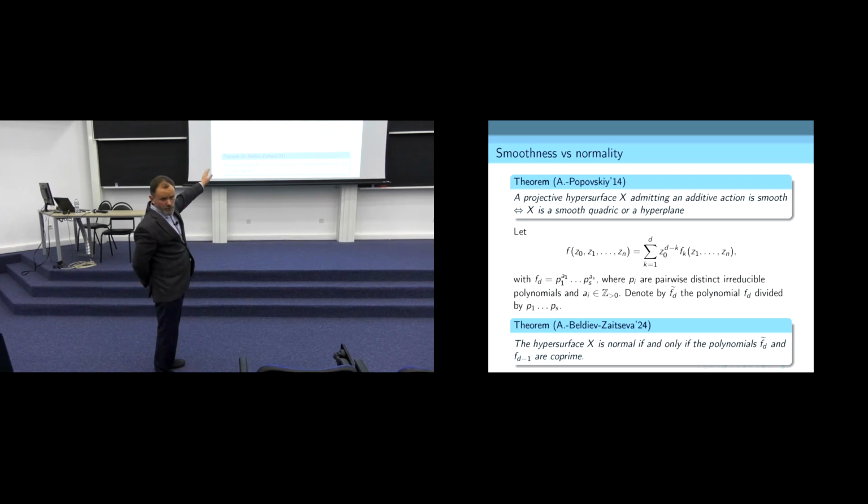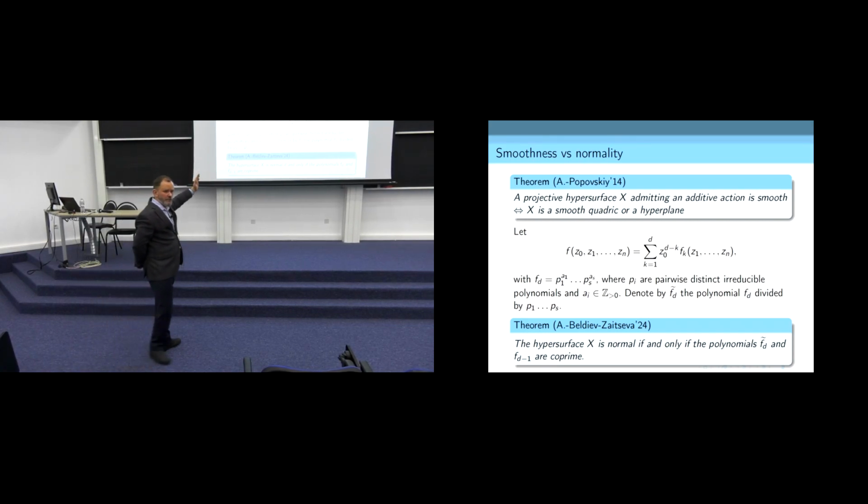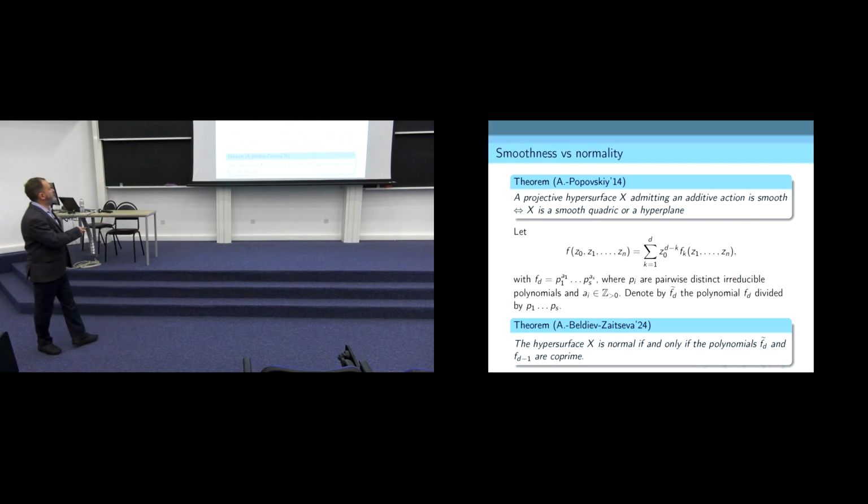Smoothness, sure. Smoothness is a well-known fact because of automorphism groups. So yes, this is what I said, that I'm sorry for this theorem, because this follows from the fact that almost always the automorphism group is finite, so no chance to have an additive action. But normality is a delicate statement.